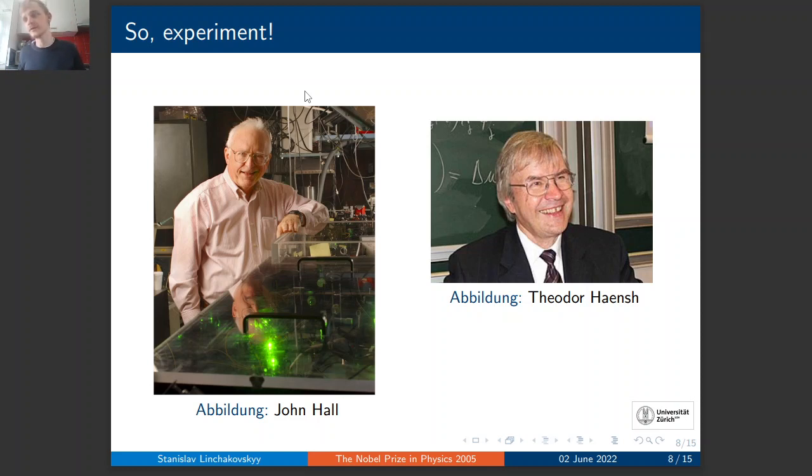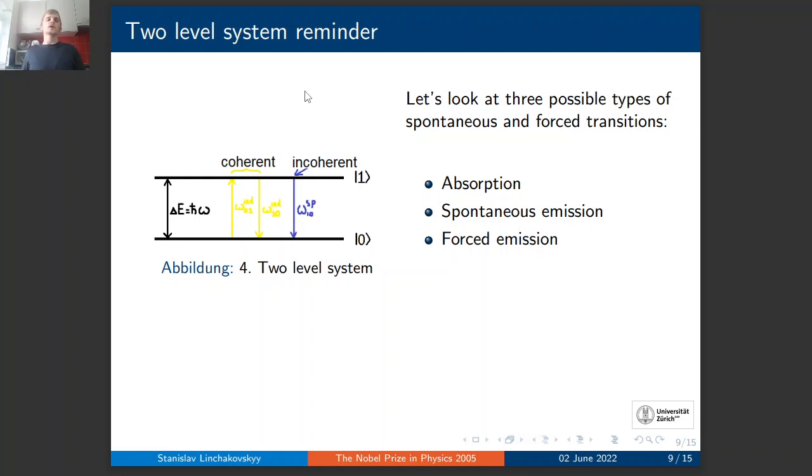The experimental part of this Nobel Prize was given to John Hall and Theodor Hänsch. To understand what they did, let us recall the two-level system. We have an atom. When it's not excited, this atom is in the state 0. If it's excited, it's in the state 1. The energy difference of these states is delta E. And we want to talk a little bit about three possible types: spontaneous emission, induced absorption, and stimulated emission.